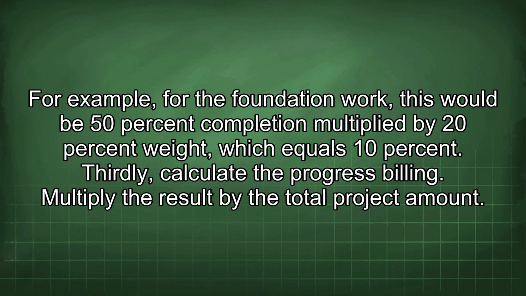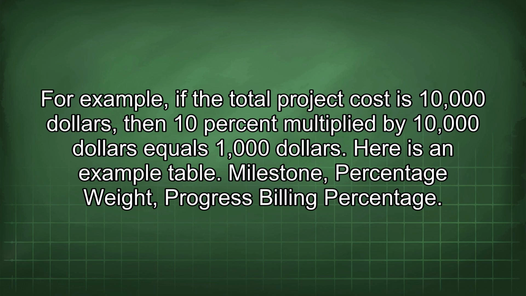Thirdly, calculate the progress billing. Multiply the result by the total project amount. For example, if the total project cost is $10,000, then 10% multiplied by $10,000 equals $1,000.